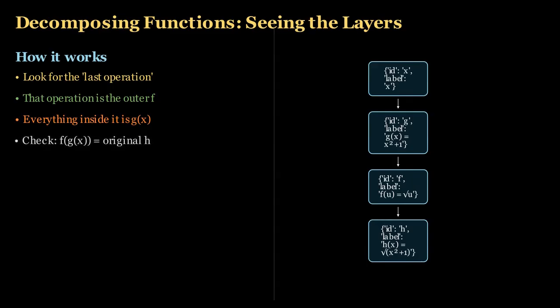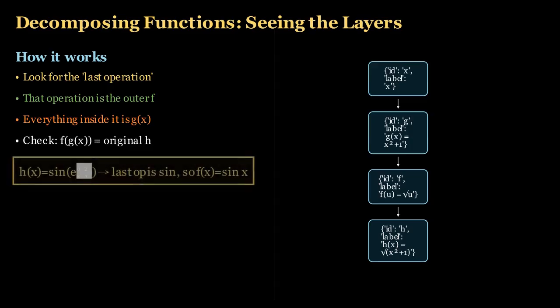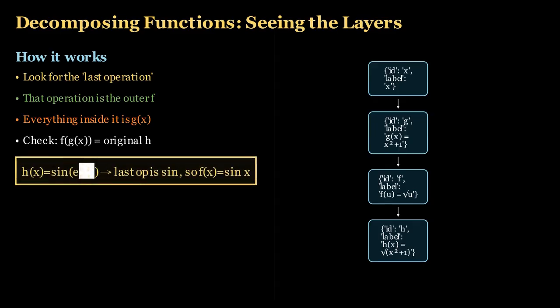You can always check your work by plugging g into f. F of g of x is the square root of g of x, which is the square root of x squared plus 1. That is exactly our original h. The last operation method works like a charm.